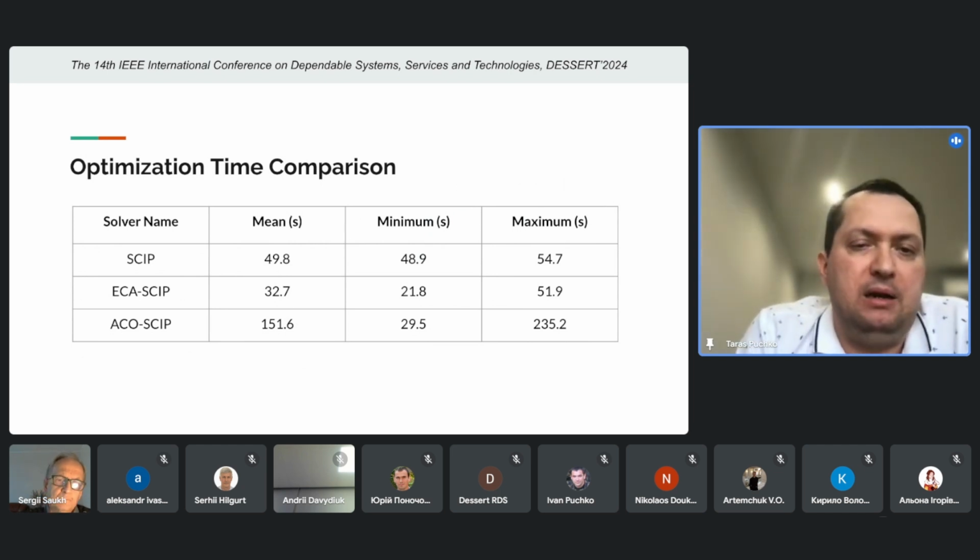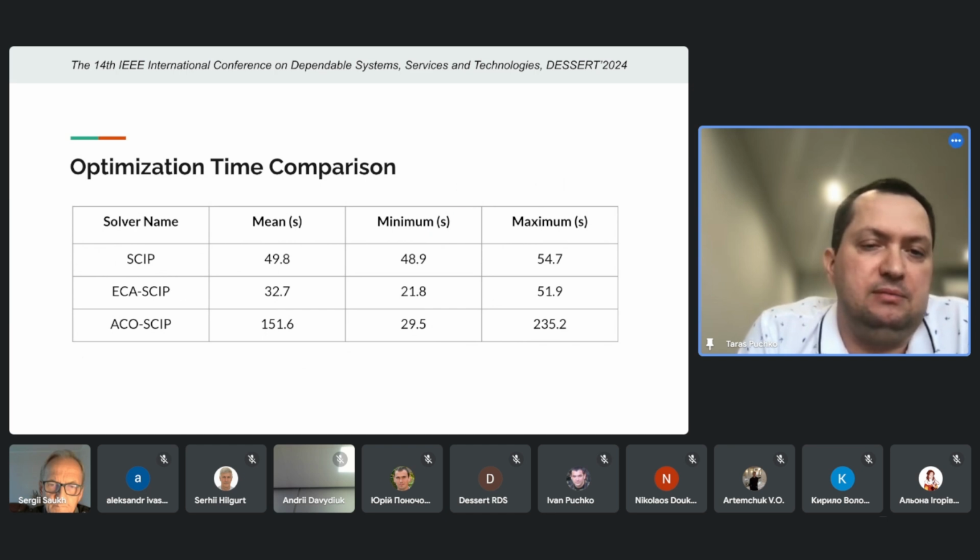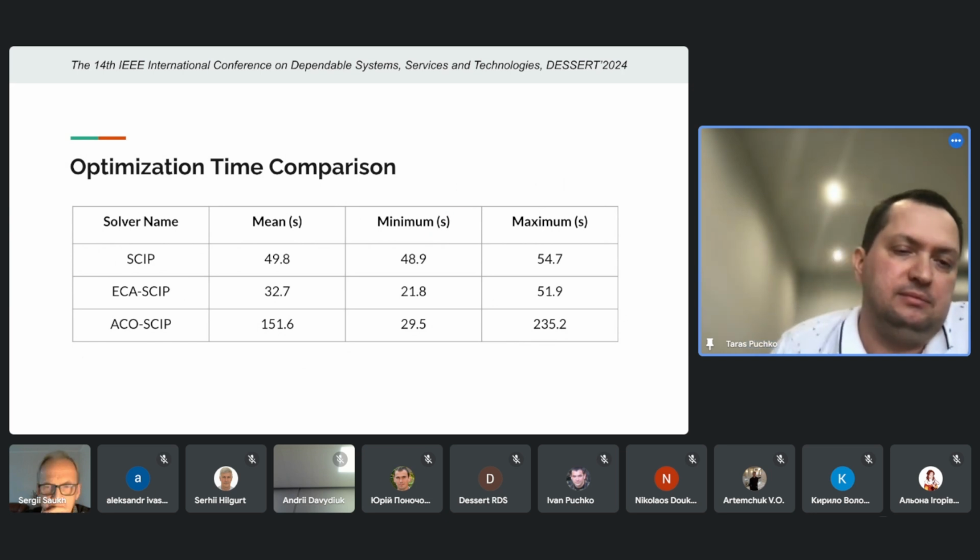Here, we compare the time it takes for each solver to find a solution. The SCIP solver running on a single CPU thread served as our benchmark for comparison. Our custom solvers utilized all CPU threads on a single machine. As you can see, the ECA SCIP solver achieved an average speedup of 55%, significantly outperforming SCIP, while ACO SCIP took considerably longer to complete the task.